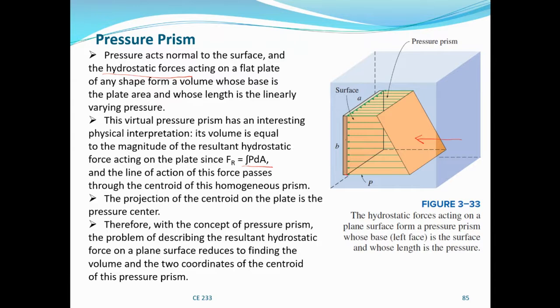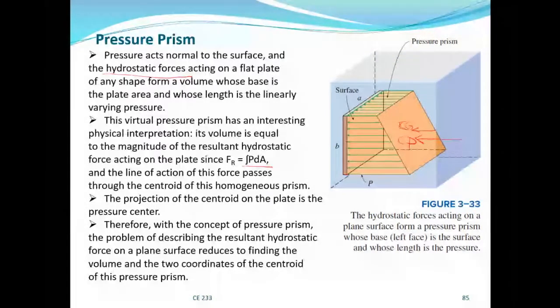Okay? But the centroid of the surface will be above the centroid of the prism. Okay? Will be somewhere here. So this is the centroid of the surface, AB. This is the centroid of the prism, which gives the center of pressure. Okay, and this is the center of gravity.